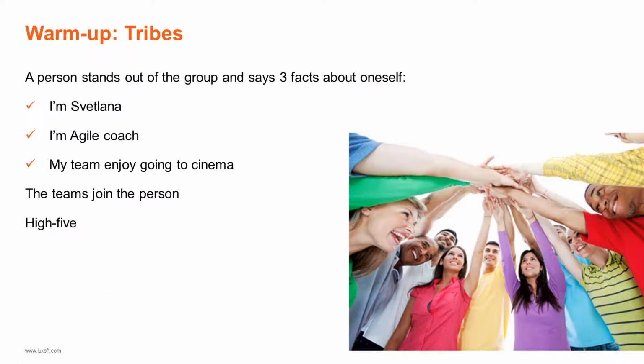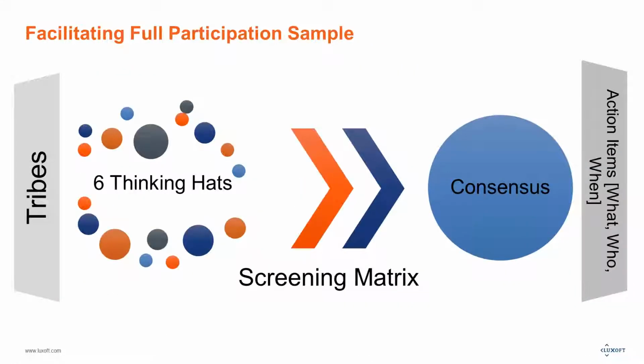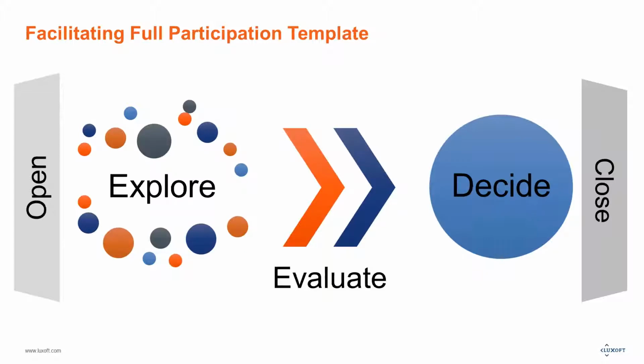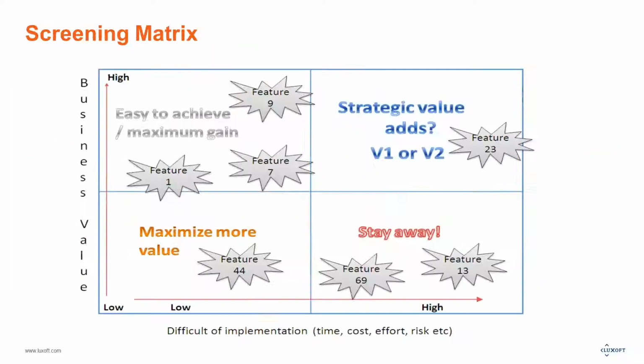The next technique that we use in our example for information evaluation is the screening matrix. You can evaluate information, for instance evaluate user stories, using this matrix. You will identify the user stories that are very easy to implement and bring lots of business value, so you can focus on these user stories first.